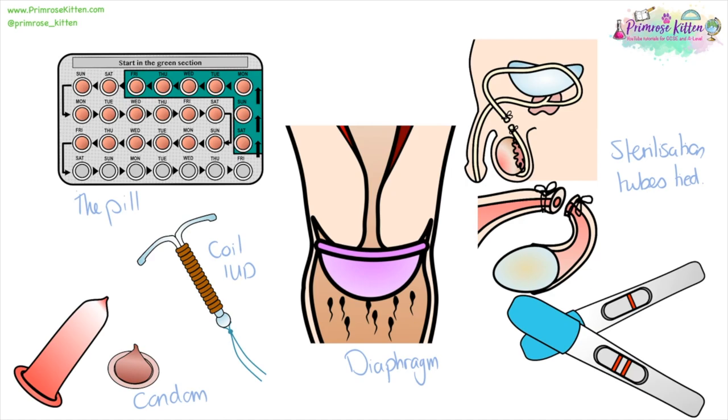If you're sure that you don't want to have children, you can go to be sterilised. You can have a vasectomy, you can have your tubes tied, which will mean that no sperm will get from the testes out to the penis, or for the woman, no egg will be released.